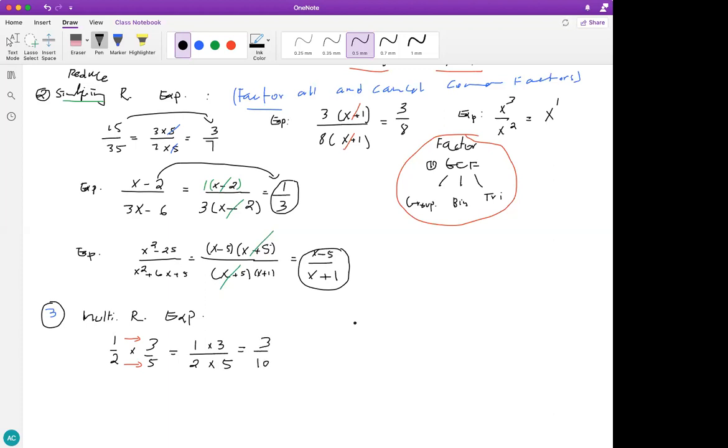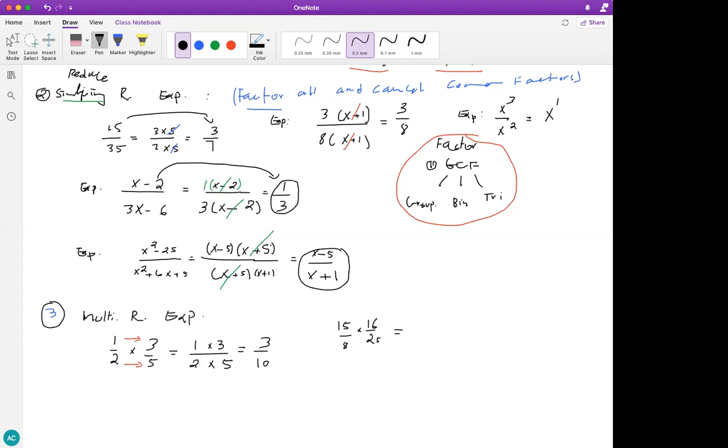Sometimes you can reduce this. Try to simplify it. Nothing goes into 3 and 10 other than 1, so it stays like that. Whenever possible, try to simplify your fractions. Let's say you have this multiplication here. We're going to use some regular fractions, then we'll see how to apply the same concept to rational expressions.